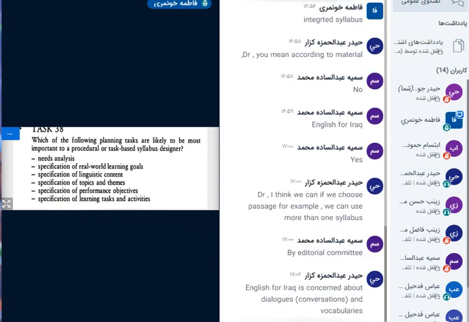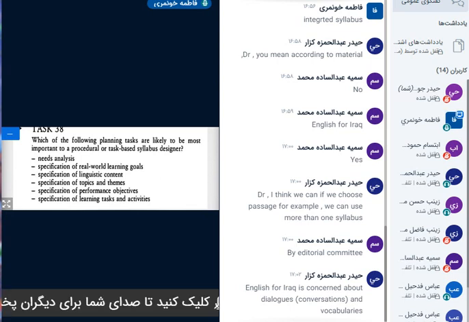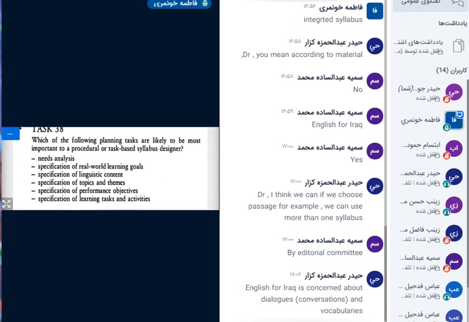Some grammatical items related to these functions are specified, and some lexical items related to the functions are also selected and taught. Cultural aspects are also discussed. So you see that there's one dominant syllabus, but the rest of the syllabuses are related to this dominant syllabus.